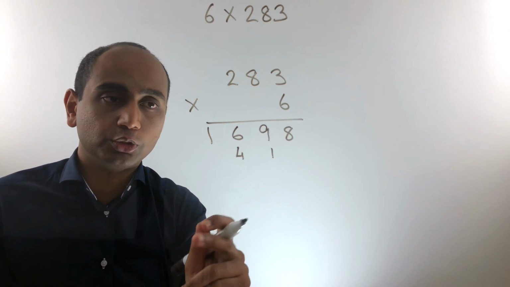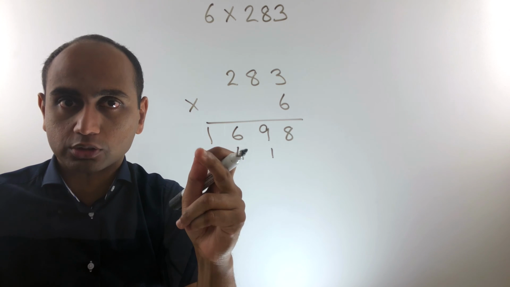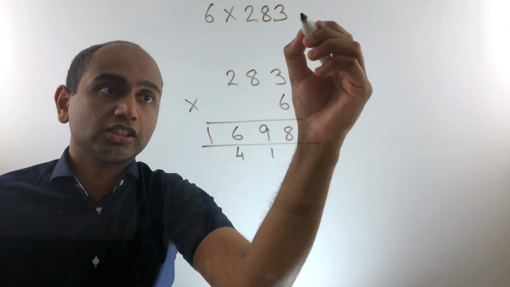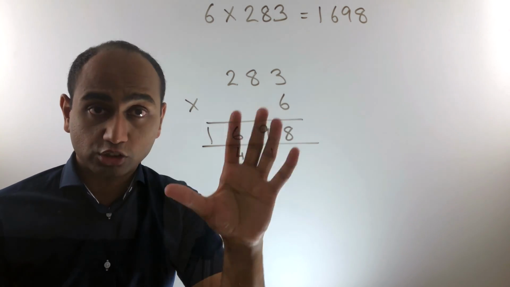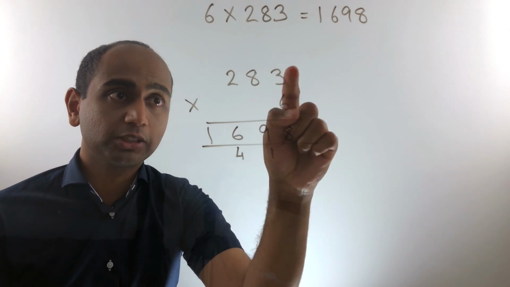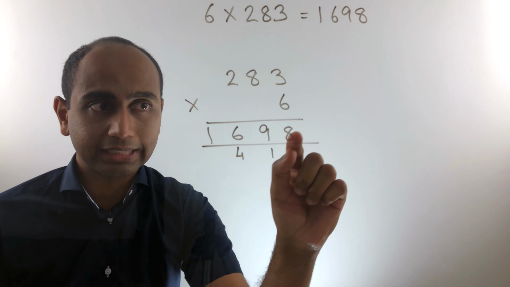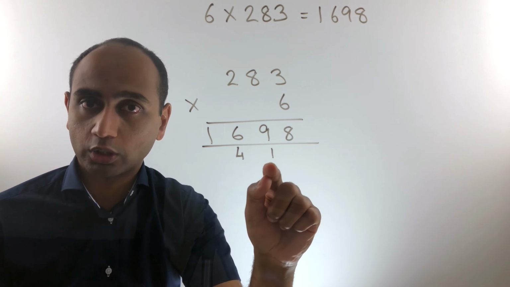So 16 hundreds is really 6 hundreds and 1,000. So the answer is 1,698. Let's just recap what's going on here again. 6 multiplied by 3 was 18, 8. So the 8 goes there and the 1 goes underneath.